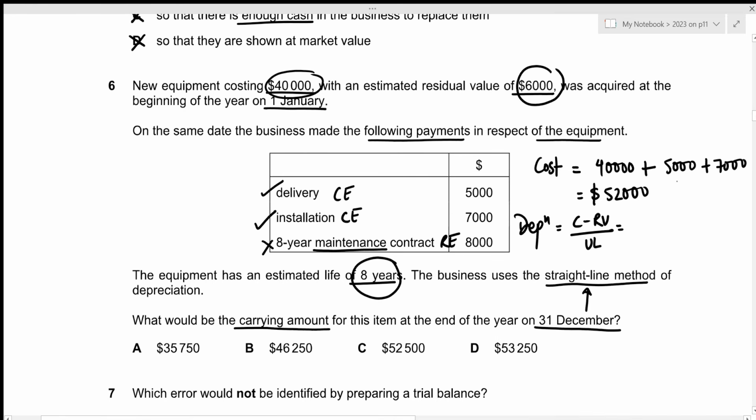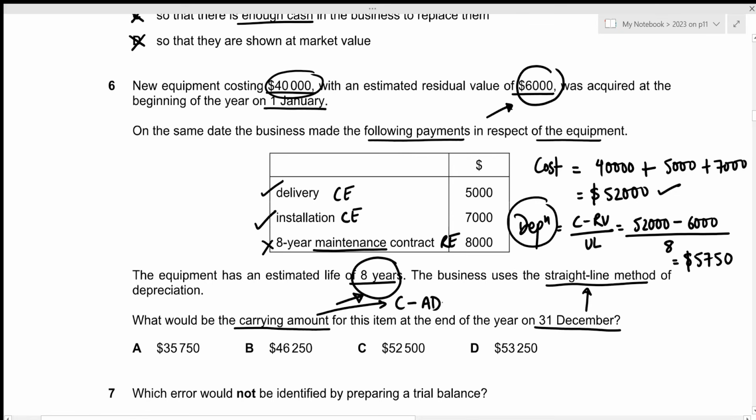So the cost, we've already calculated it to be 52,000. Then the residual value is given as 6,000. And the useful life is of 8 years right here. Now this gives the depreciation charge for the year to be 5,750. Now let's calculate the carrying amount. So remember, carrying amount is just the cost minus accumulated depreciation. And this is the first year for this new equipment, which means that the accumulated depreciation is just going to be the depreciation charge for the year. We have the cost of 52,000.